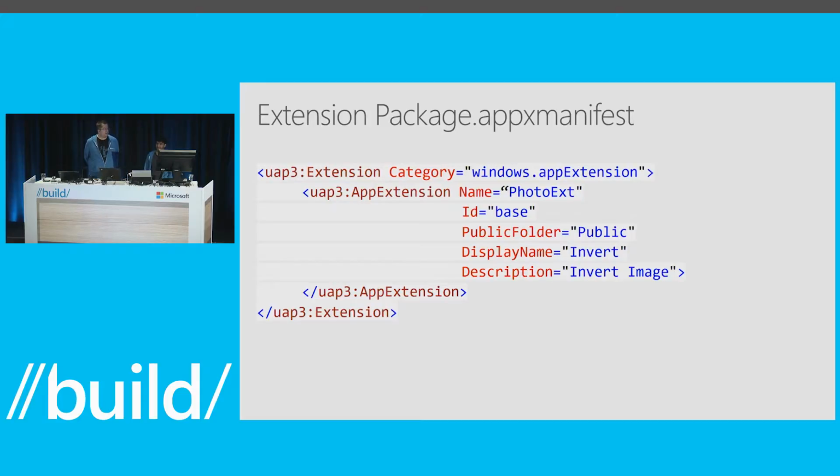We also have the public folder. This is a folder that you create in your app that is extending. And you put all the content that you'd like to share with the host app in that folder. Then at runtime, the host app can access that folder and load the content directly in through a broker.